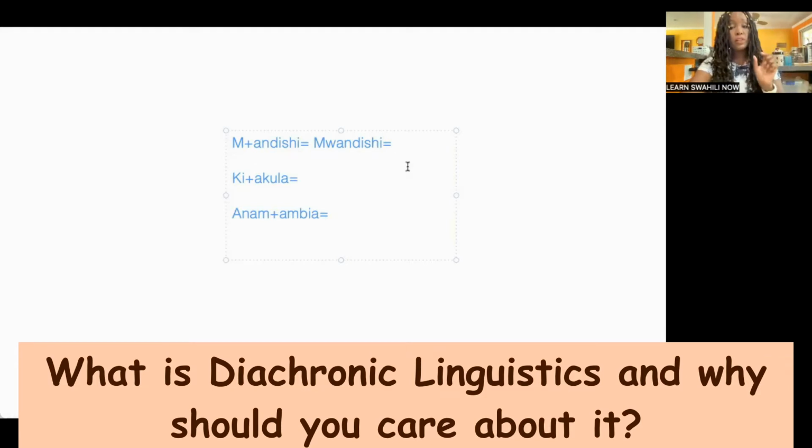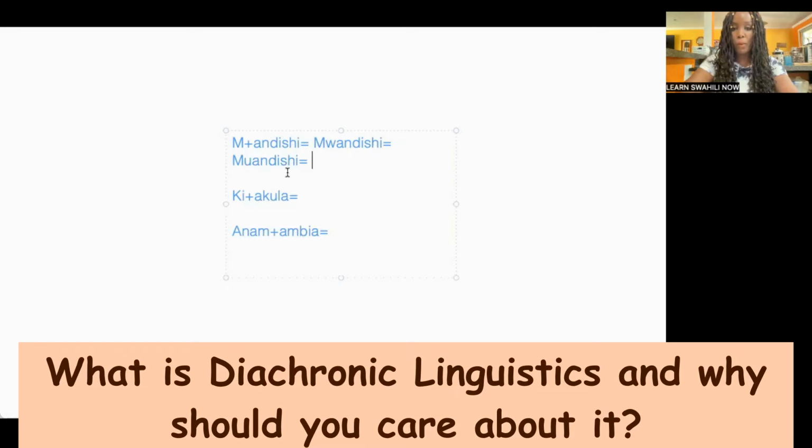But you'll realize that there are some Bantu languages that have maintained it, like Congolese Swahili, where you will still find a lot of mu's in their words, okay? So it used to be mu andishi, and then it eventually became mwandishi. Now, let's look at ki akula. Can you guess what word that is? Well, at some point it became kiakula, of eating, and then it became chakula.